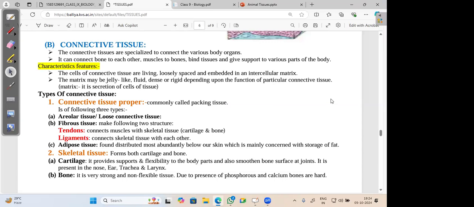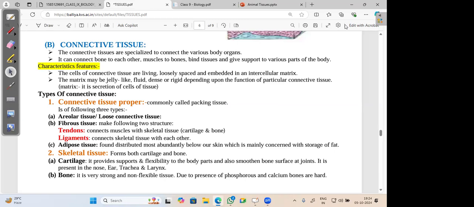Okay, all right. So the connective tissues are specialized to connect various body organs. As the name suggests, connective tissue is the tissue which connects the different body organs. Connective tissue will connect the bone to the muscle, and it will connect different organs. We divide this connective tissue into different categories, loose connective tissue and dense connective tissue.